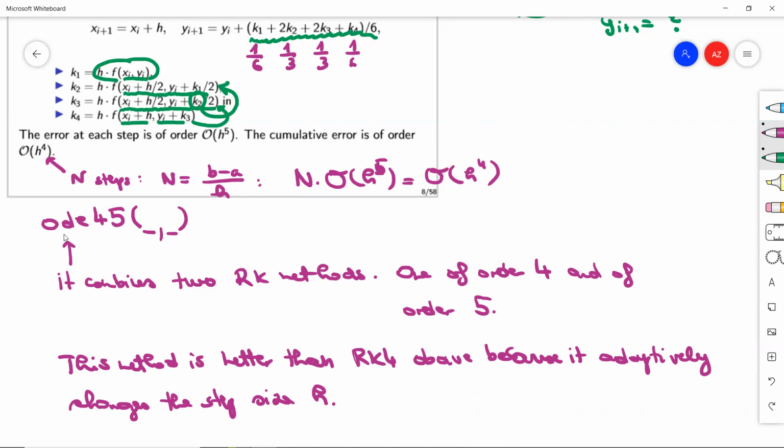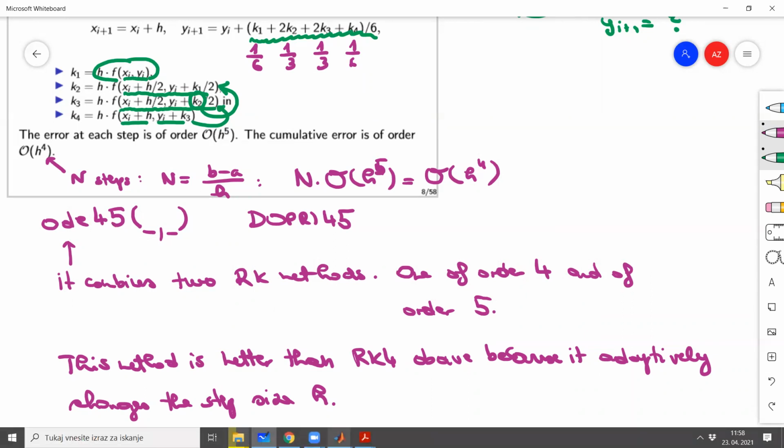However, this ODE45, the actual name for this method is Dopri 4,5. So this method is an adaptive method because it can compute a few approximations up to some point with some step size, and then changes the step size only from some point on. And how does it do this?